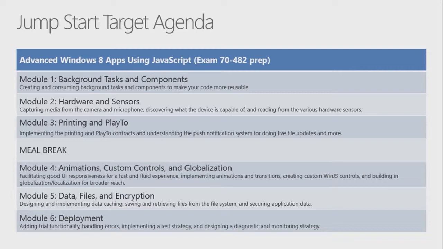We'll take a break, and then we'll talk about module 4: animations, writing your own custom controls, and globalization and localization strategies and options. And module 5: data and files and encryption, and how to handle the storing of data and also the protection of that data.